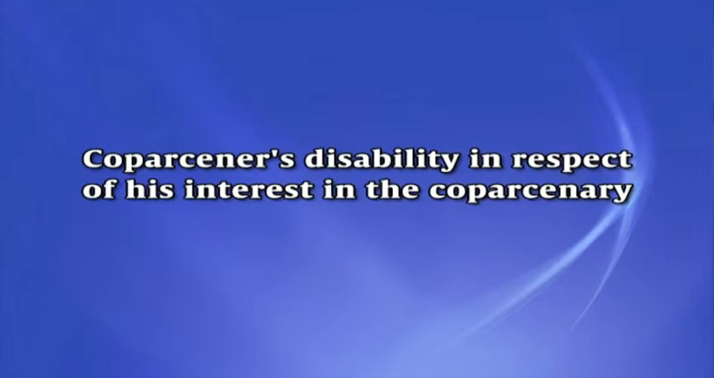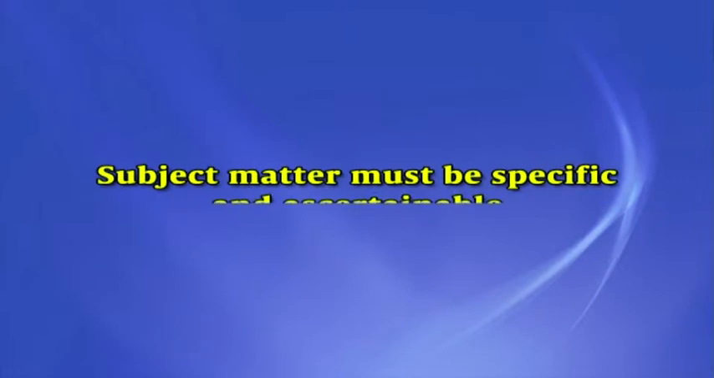Apart from this, two other disabilities under the old Hindu law are coparcener's disability in respect of his interest in the coparcenary property and woman's disability in respect of woman's limited estate. This was all about the first essential. The second essential of endowment is subject matter must be specific and ascertainable.